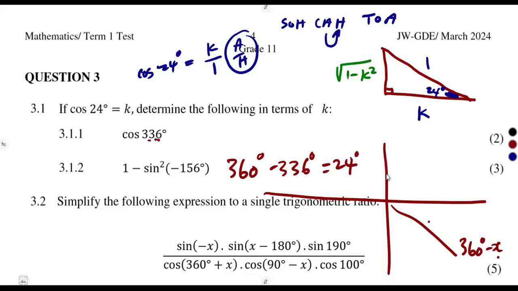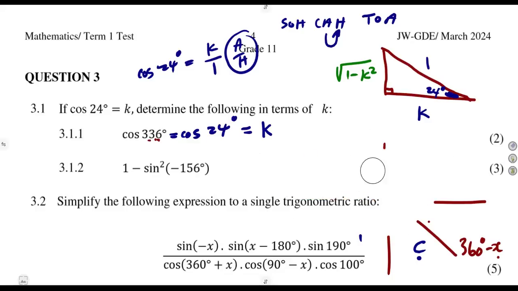That's 24. So in the fourth quadrant, guys, this is for cos. Remember your CAST concept. Cos is positive there. So this one is exactly equal to positive cos 24. And we have that cos 24, guys, it is the one that we are given here. Cos 24 is k. So it is equal to k. Just like that.